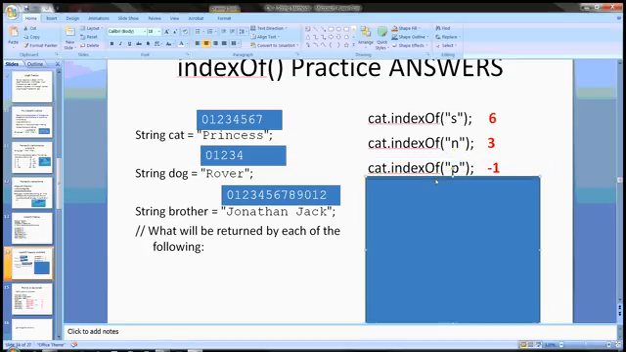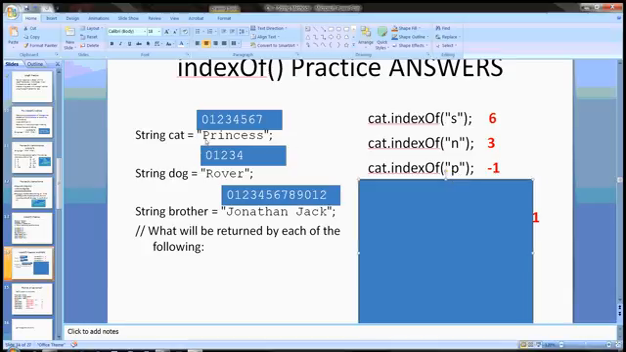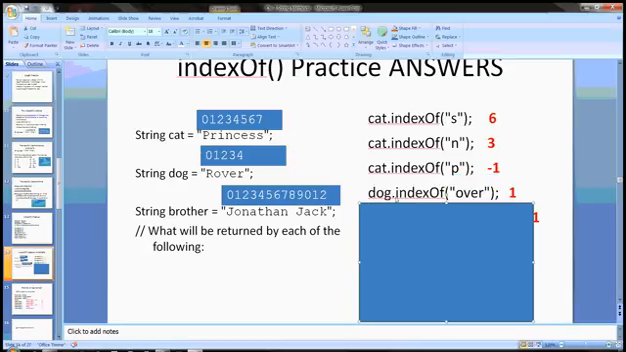And then we're looking in the variable cat again for the letter p. Now, this is a small or lowercase p, and it does not find it because this is a capital P, so it returns a -1. Then it's looking in the variable dog for the substring over. So it's really looking for the O because that's the first letter. Here's the substring, and the beginning character is the O, and its position is 1.